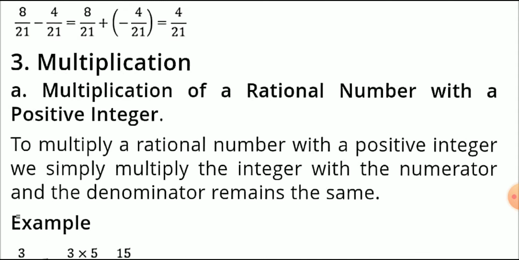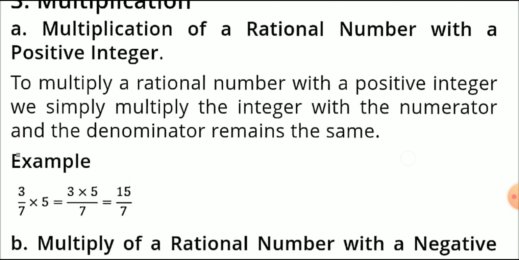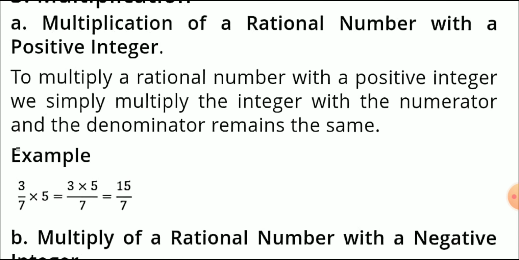Multiplication of rational numbers. Multiplication is very simple, just like the multiplication of fractions. Here what we need to do is simply multiply the numerator with the numerator and the denominator with the denominator. Whatever answer you get, that is the multiplication of the rational numbers.